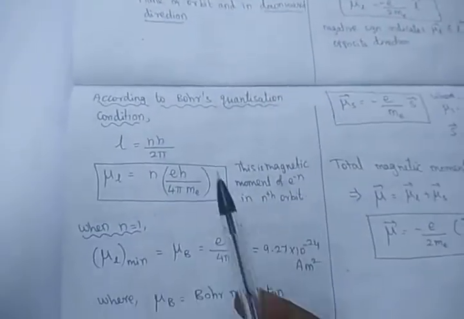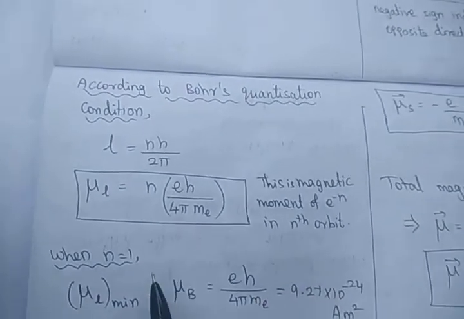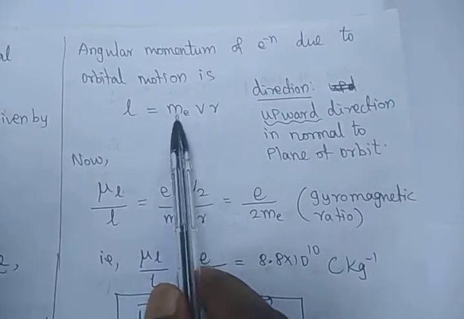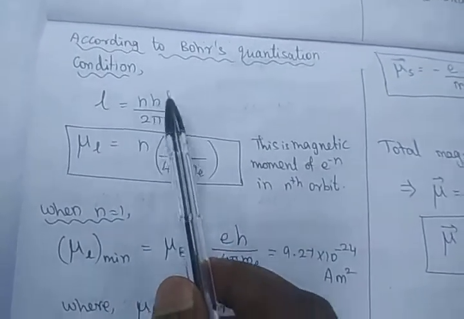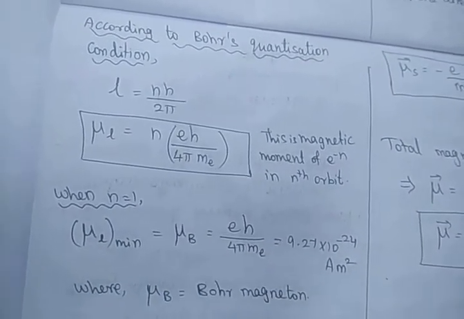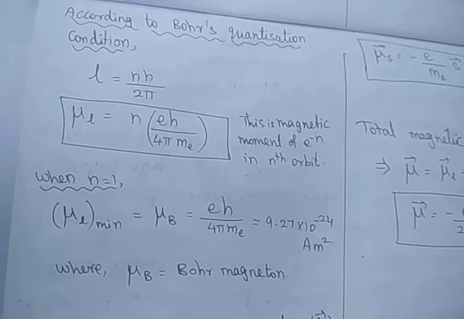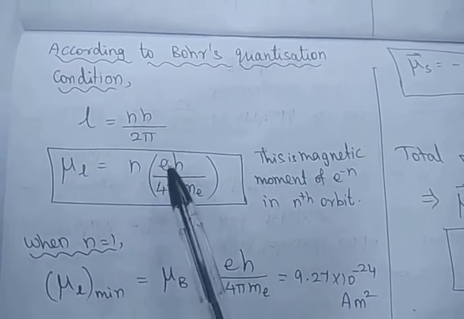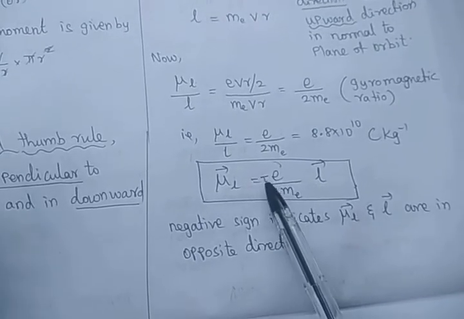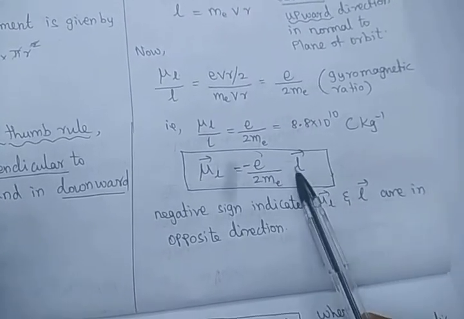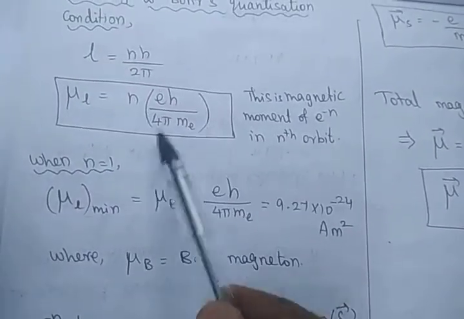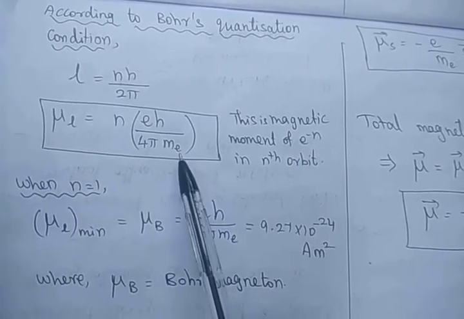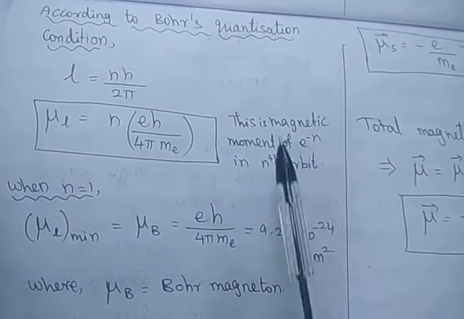According to Bohr's quantization condition, angular momentum is equal to nh by 2 pi. But in mechanics, angular momentum is equal to mvr. In the Bohr atom model, Bohr gave three postulates, and one of them is that angular momentum is equal to nh by 2 pi. So mu L is equal to minus e by 2 me into L. In this L, we substitute nh by 2 pi, and we arrive at the expression mu L equal to n into eh by 4 pi me. This is the magnetic moment of an electron in the nth orbit.